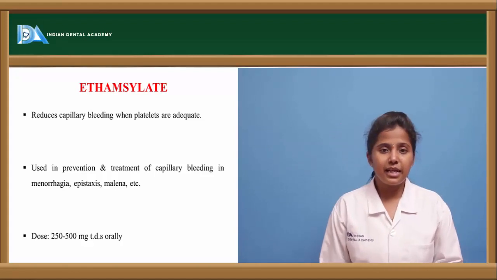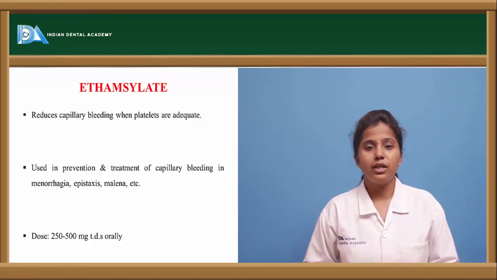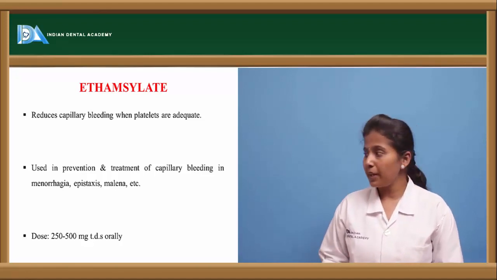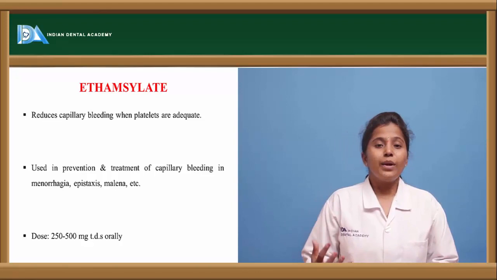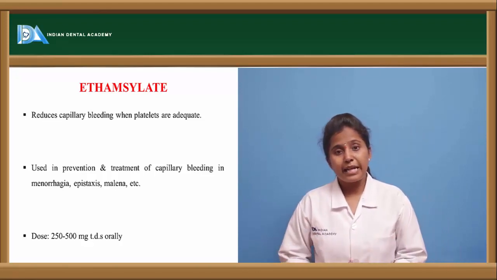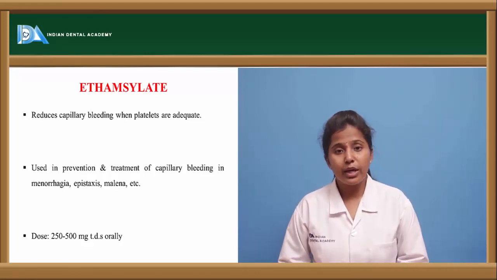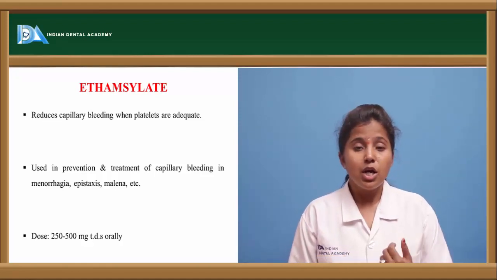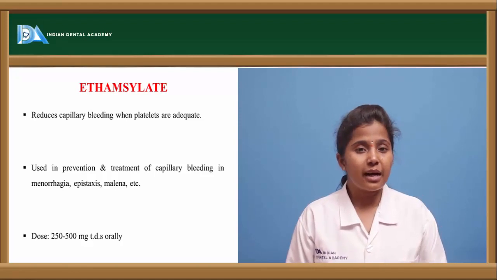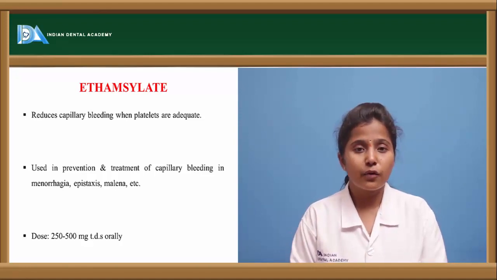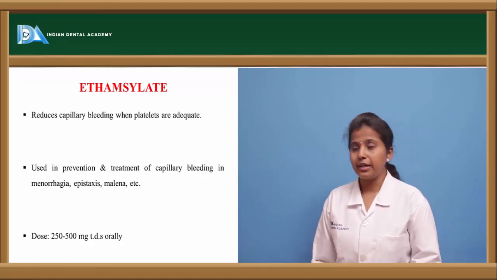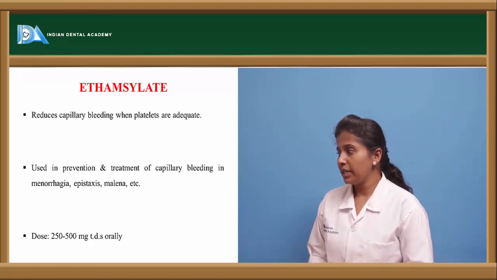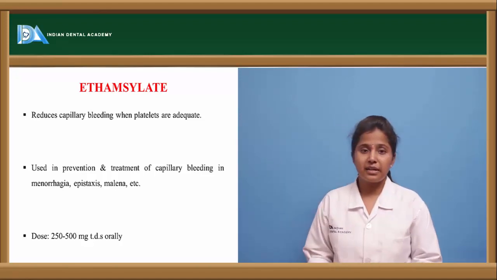Ethamsylate is the last category of the coagulant drugs. It also reduces capillary bleeding when platelets are adequate. When platelets are present in adequate amounts, there might still not be proper clot formation. In this condition, if we administer ethamsylate, it aids in the formation of clot along with platelet aggregates. It is used in the prevention and treatment of capillary bleeding in conditions like menorrhagia, epistaxis and melena.